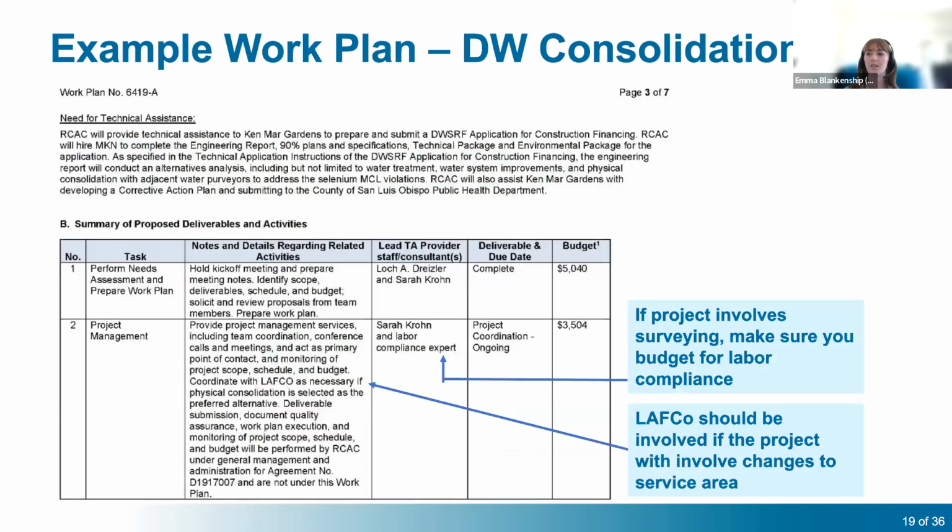Next is the need for technical assistance. So basically just describing the scope of the work that the TA provider is doing. So for full planning, they'll be preparing the DWSRF construction application, and that'll include the engineering report, plans and specs, application packages, and the alternatives analysis is going to look at a few different options, namely consolidation with Oceano.